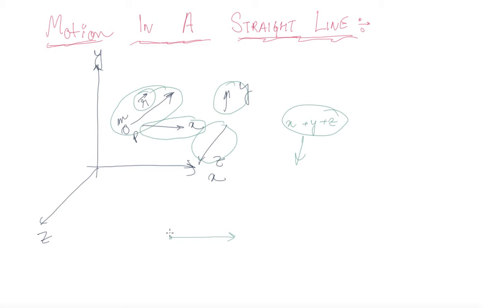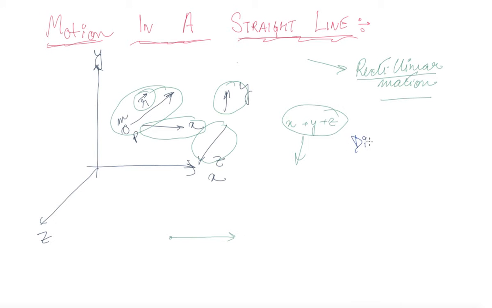So let's study the motion of an object in a straight line, and this is also known as rectilinear motion. A motion in a straight line is also known as rectilinear motion. That is, in a straight line. So when motion in a straight line comes, we need to understand certain terms.